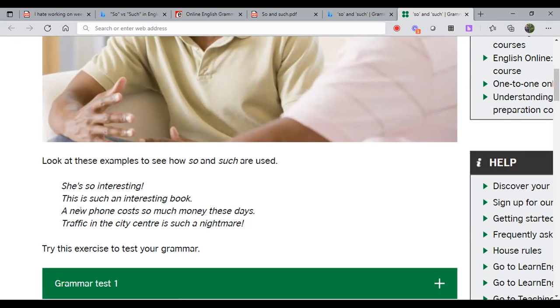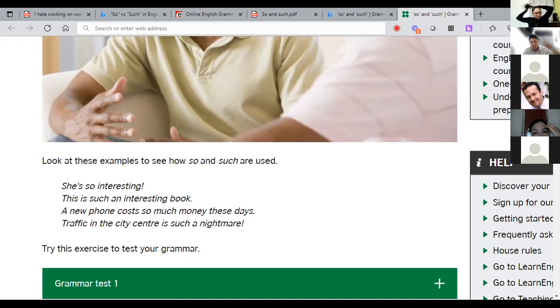Okay? A new phone costs so much money these days. Aquí estoy, mire, so much money. Esta ya es una expresión dada, ¿verdad? Esta cosa sería como una excepción, pero no lo quiero confundir. Este teléfono cuesta mucho dinero, ¿verdad? Si usted quiere decir como mucho, so much. Por eso que te dice thank you, y aquí ya le vamos a despejar una duda. Cuando te dice muchas gracias, thank you so much.